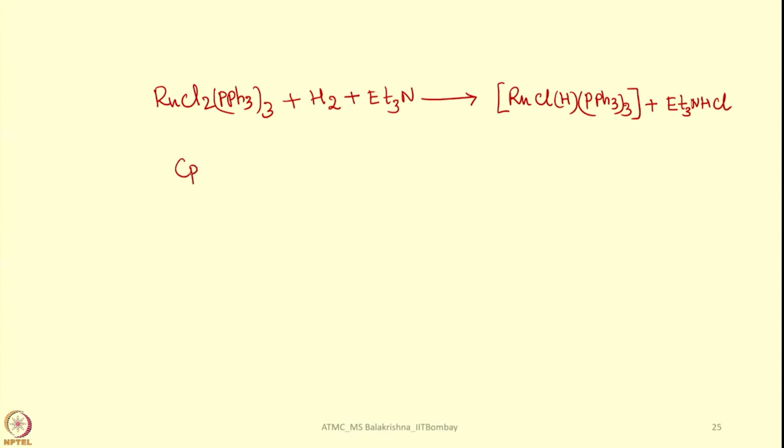One can also start from dimethyl zirconocene. Of course, zirconium is in +4 state in this case. When you treat this one with H2 at 60 degrees centigrade and 60 atmosphere pressure, it forms the corresponding dihydride.